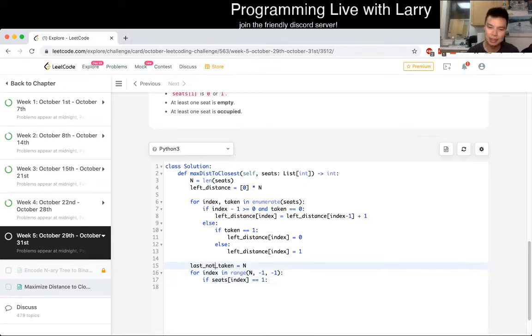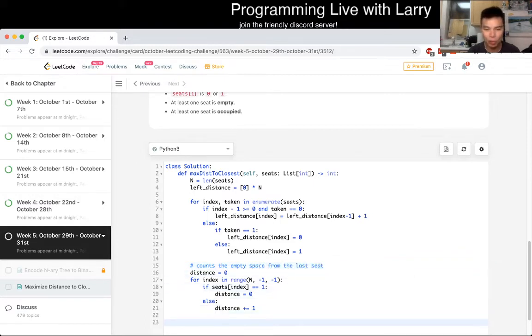Maybe actually we could do a little bit better. We could just say distance is equal to 0. Say distance, and then if this is equal to 1, then we set the distance equal to 0. Else we set the distance increment 1, because if there's an empty seat, then we have an extra 1, right? So this just counts the empty space from the last seat.